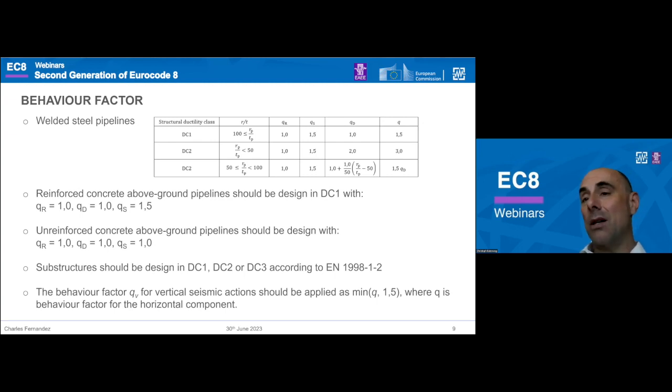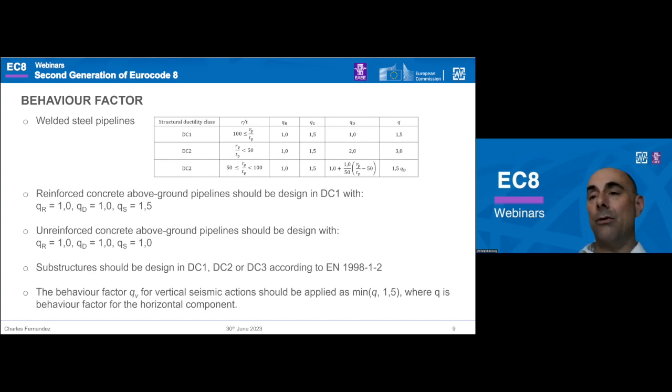Regarding the substructures, there's nothing special to say because we have substructures that can be designed in DC1, DC2, and DC3 according to Eurocode 8, part 1. So there's nothing special. We can have typical steel structures, reinforced concrete structures. The only thing that we have to keep in mind is the differential displacement that we have to control.